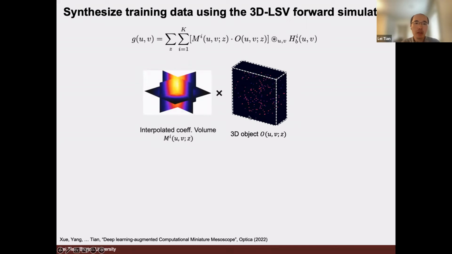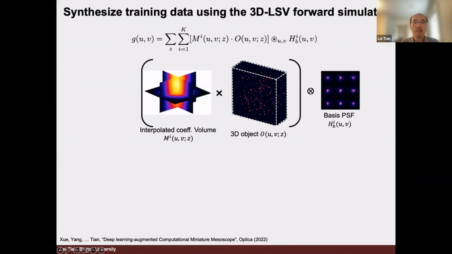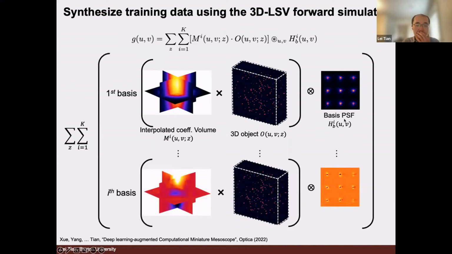The 3D object is multiplied by the interpolated coefficient, combined with the corresponding basis PSF. We have K of these, so we repeat this K times. Then everything is summed. Finally, this is a summation over Z, same as V1, where we need to compound everything into the 2D measurement. So once we have that, that's our new forward model.